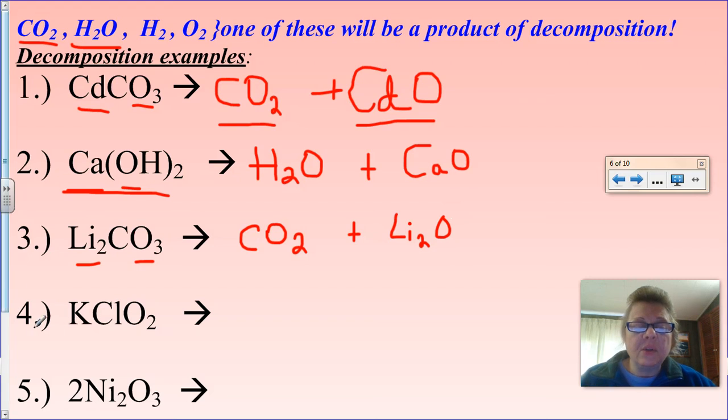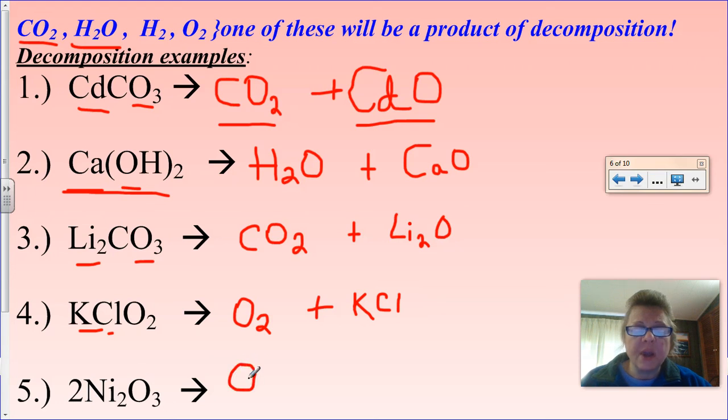In my next example, I've got potassium, chlorine, and oxygen. Well, I can pull out oxygen gas. What is left over? I've got potassium and chlorine. Well, potassium is my metal, chlorine is my nonmetal, and so it would be written like so, potassium chloride and my oxygen gas.